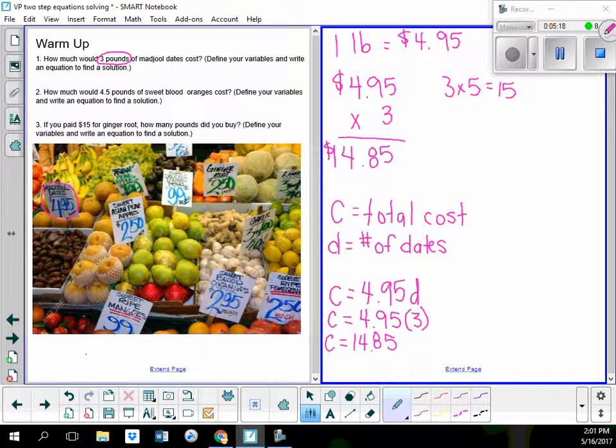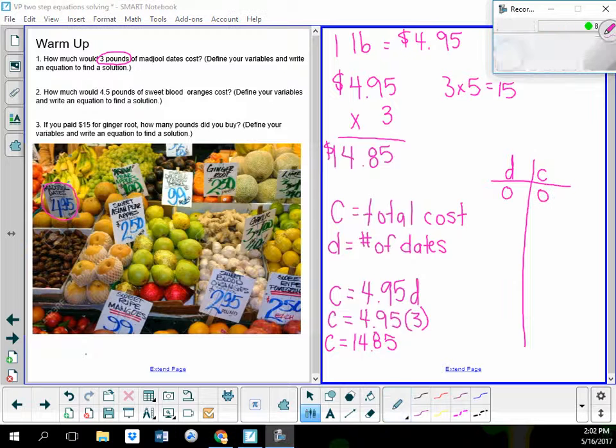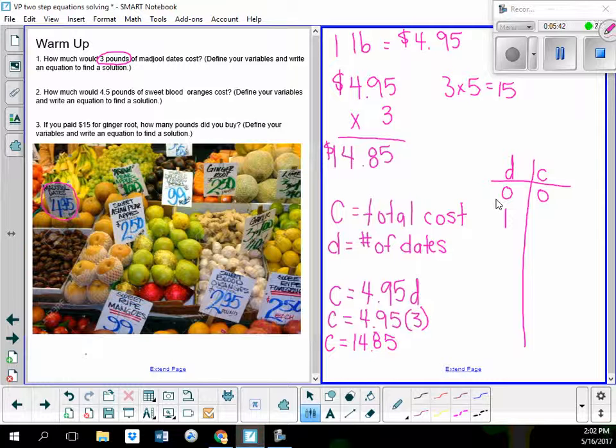So we can also represent this as a table where we have the number of dates and the cost. So if we bought 0 dates, what would the cost be? Zilch. Should I write zilch? Times columns, I think tomorrow. If we bought 1 date, what would the cost be? You can just tell me. $4.95. Awesome.